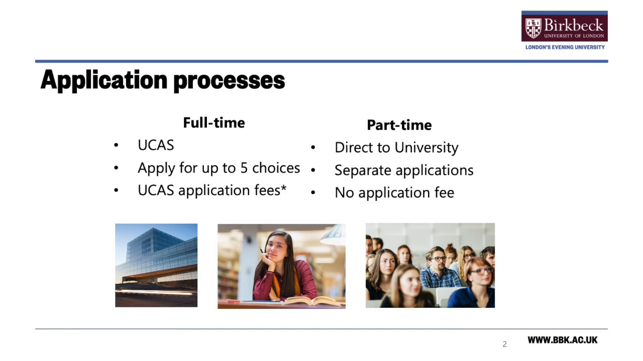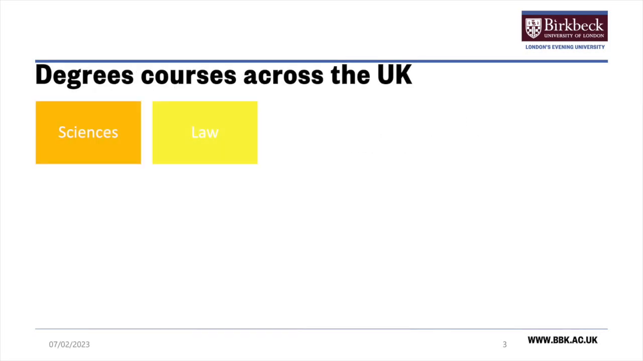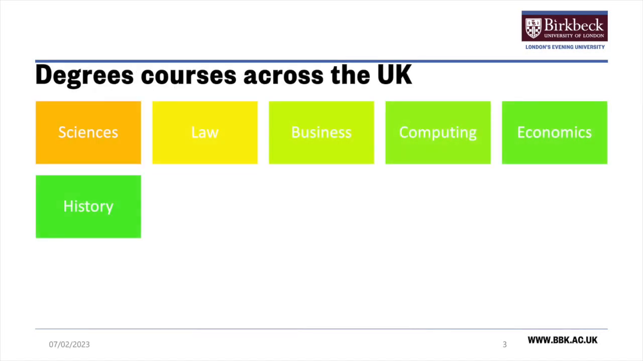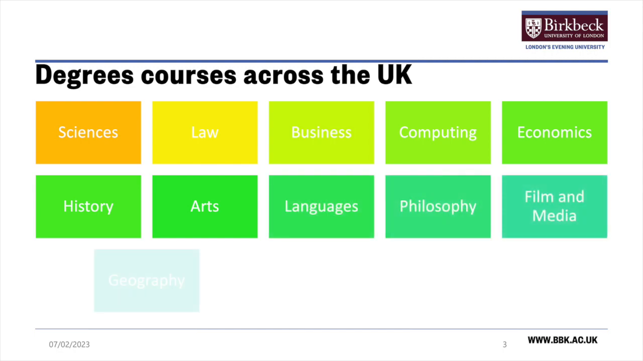To study full-time, you apply via the UCAS website. You can apply to a maximum of 5 universities, and please note there is an application fee. Part-time applications differ slightly, so there is a separate video that explains this linked in the description. There are over 60 categories of subject courses available in the UK. You can explore them all using the UCAS website.